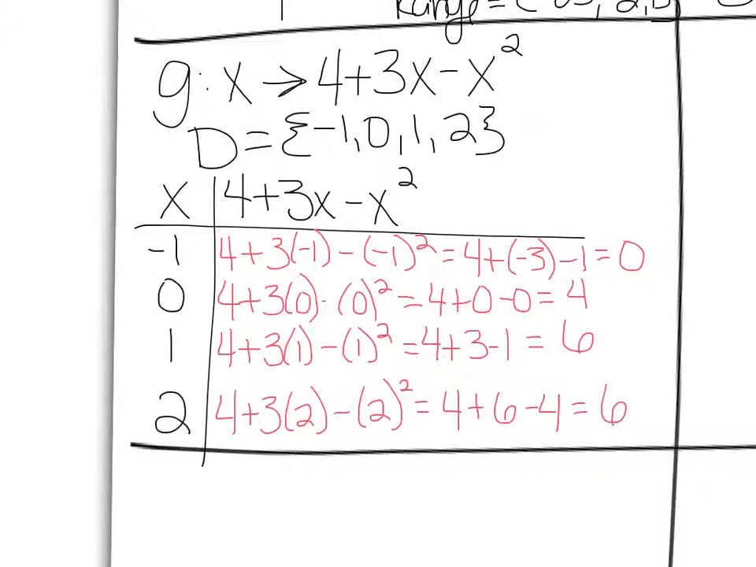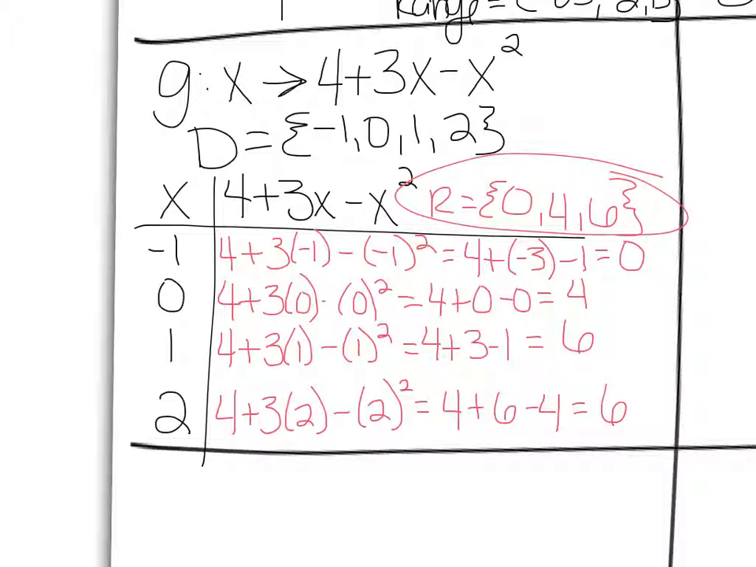Notice that I got 2 of the same values for my output. Remember we learned yesterday? That's okay. So my range for this function would be 0, 4, and 6. You do not have to write that 6 twice. Okay, questions about these types?